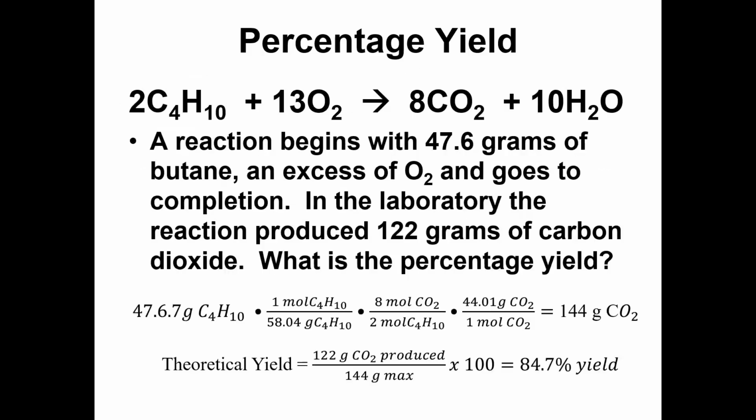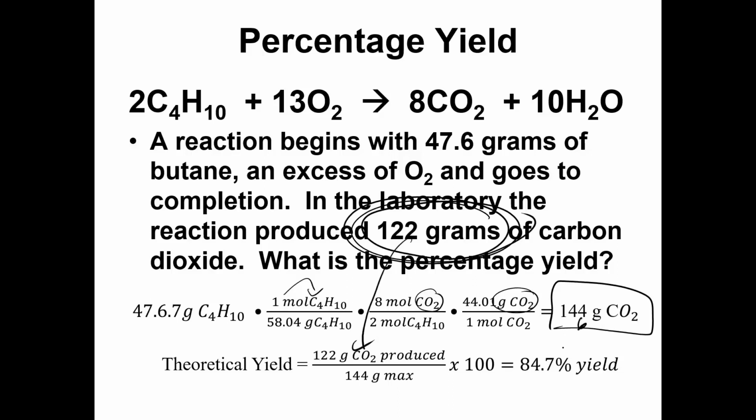You set it up in the same way. You go from grams to moles of butane, from moles of butane to moles of carbon dioxide, and then from moles of carbon dioxide to grams of carbon dioxide. You get a theoretical yield, and then I'll tell you that this is what we actually produce. So you take that and divide it by the theoretical yield, multiply by 100, and your percent yield in this case is 47%.